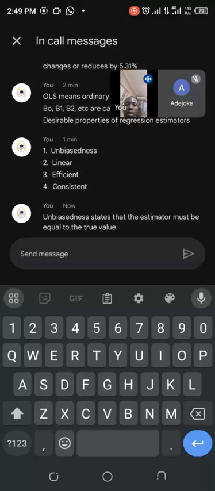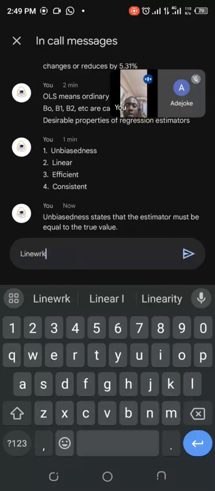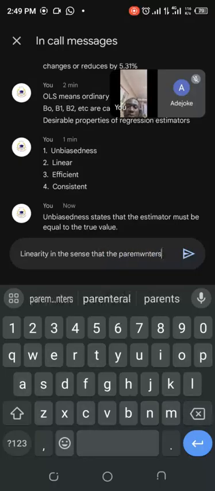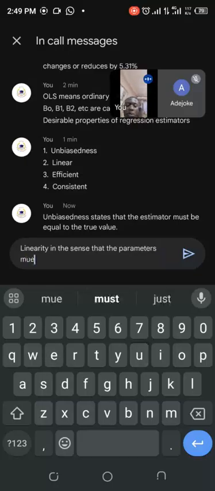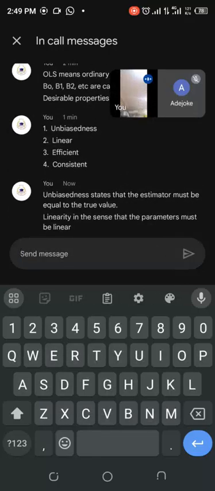Then for linearity, in the sense that the parameters must be linear. That is, their power must not be more than one. So I would not have any beta square, like beta one square, beta naught square, something like that. Just raise power one. That's all.